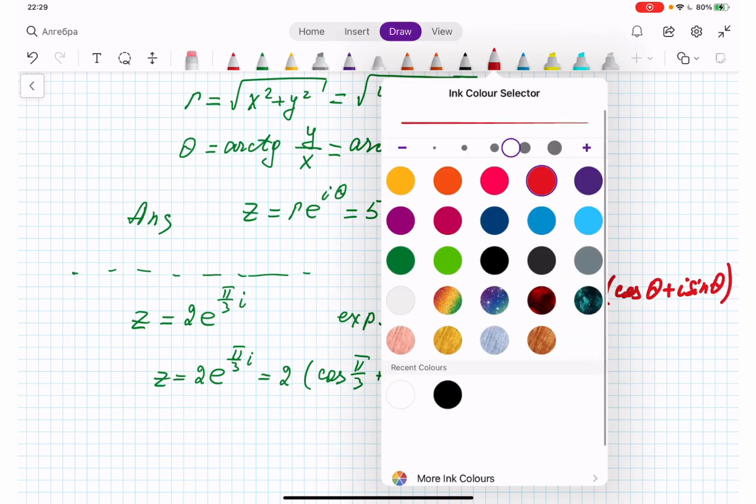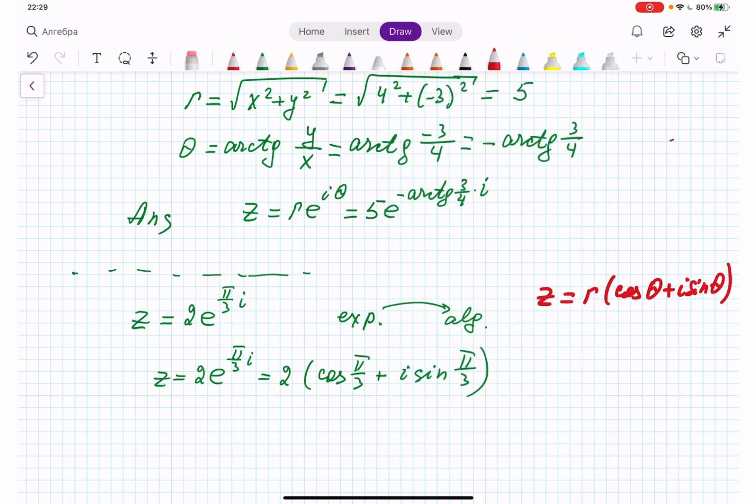Let me make it too thick. All right. One second. Ooh, what was that about? Let's be careful. Okay. Can't clean this one.